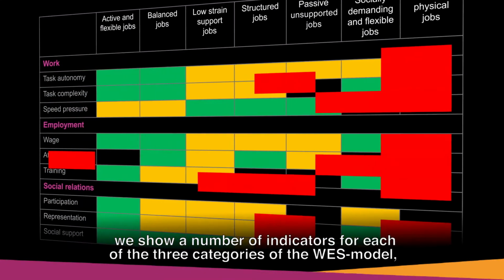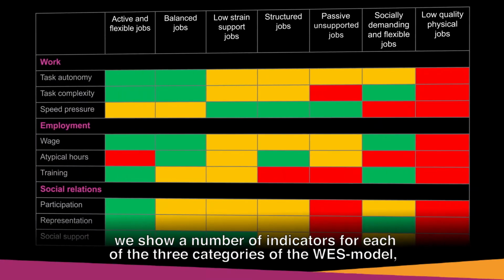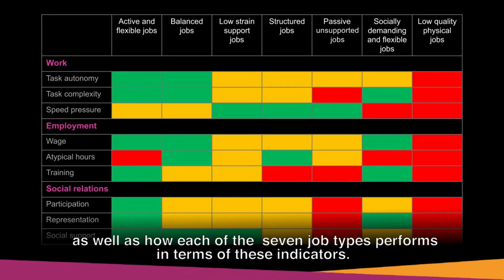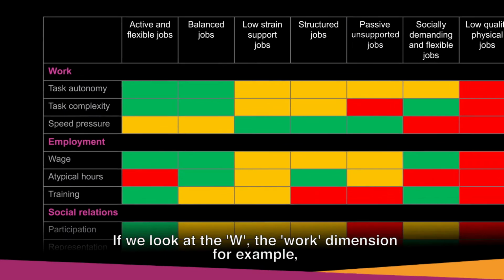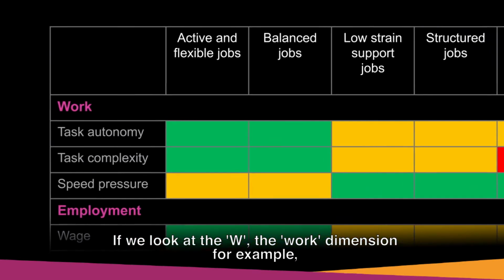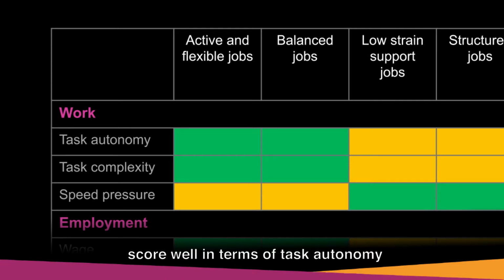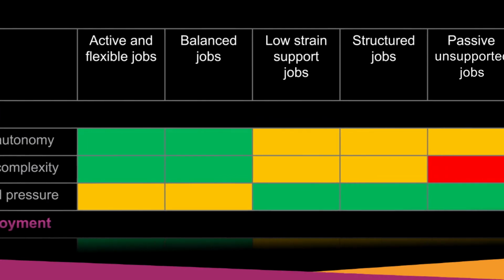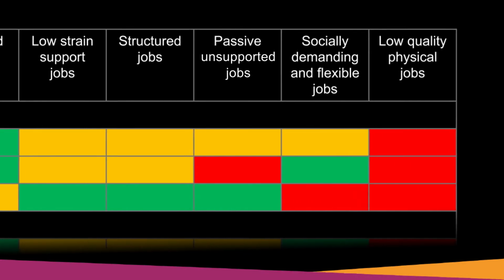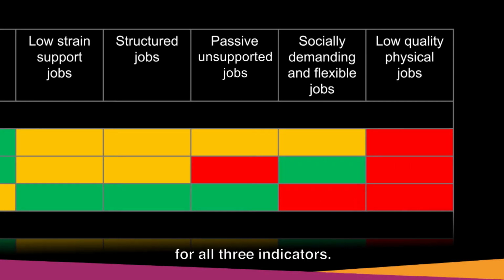In this table, we show a number of indicators for each of the 3 categories of the WES model, as well as how each of the 7 job types performs in terms of these indicators. If we look at the W, the work dimension, for example, we see that active and flexible jobs and balanced jobs score well in terms of task autonomy and task complexity, while low-quality physical jobs perform poorly for all 3 indicators.